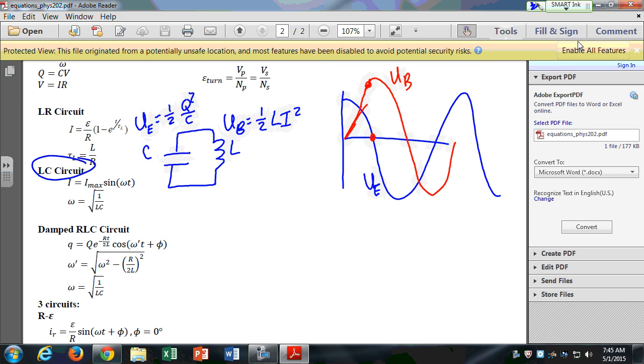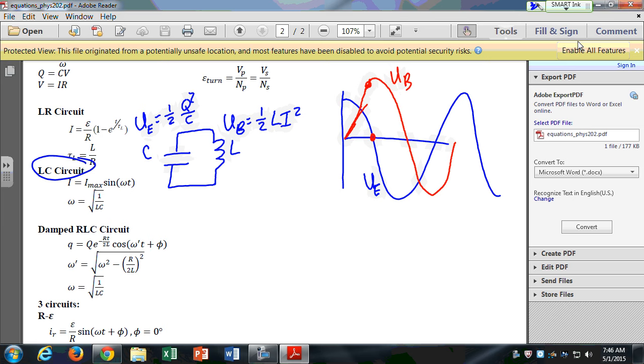You would have to be able to know how to find I max. You know how you define the maximum current? Remember how we did this? Set the energies equal, right? So I know that these energies at their maximum are going to be equal, and so when UB, the magnetic field energy, is at its maximum, I just say 1/2 L i squared equals 1/2 Q squared over C.